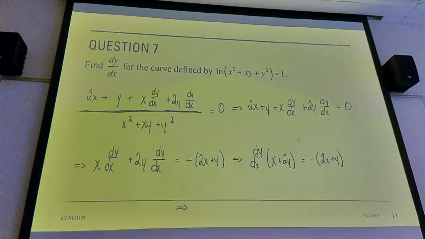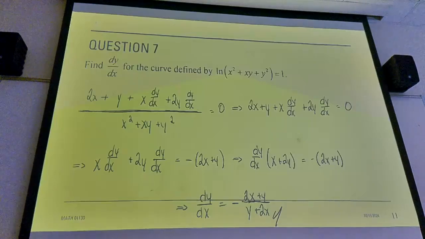Now what? Now divide both sides by x plus 2y. Can that be simplified? I can't. Oh wait, yeah, it should be x plus 2y.